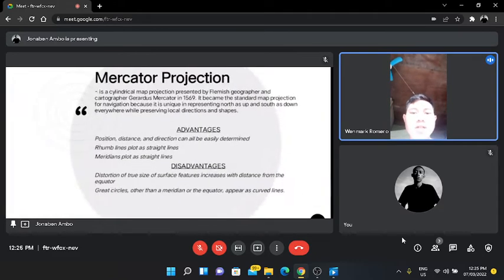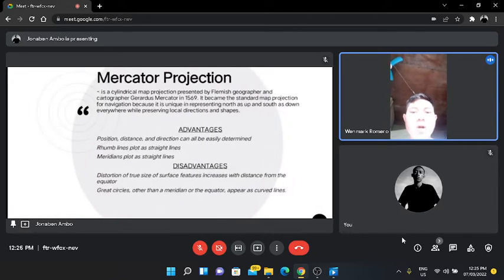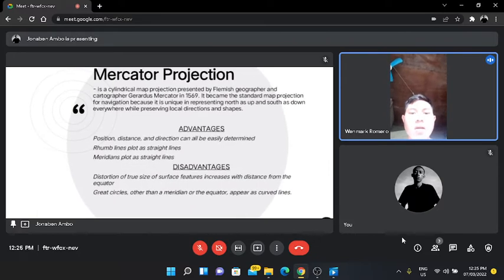First projection is the Mercator projection. It is a cylindrical map projection presented by Flemish geographer and cartographer Gerardus Mercator in 1569. It became the standard map projection for navigation because it is unique in representing north as up and south as down everywhere, while preserving local directions and shapes.